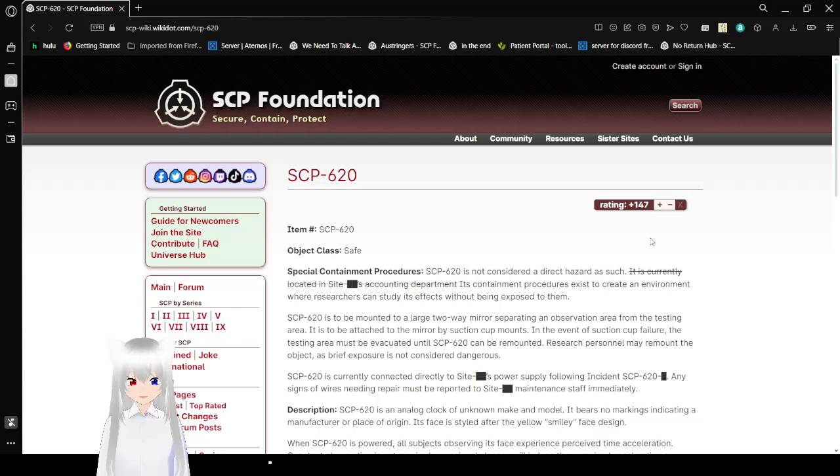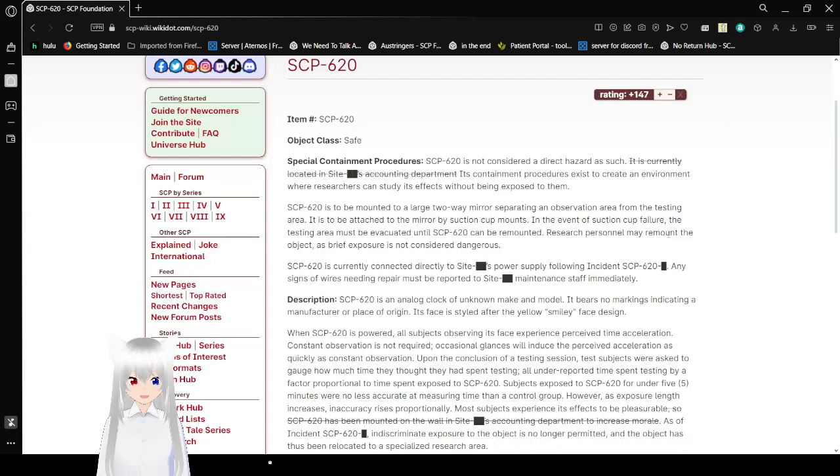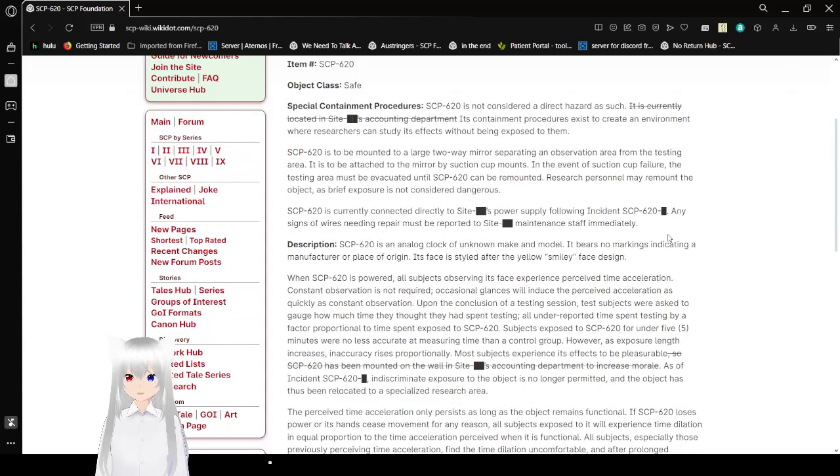Item number SCP-620, Object Class Safe. Special Containment Procedures: SCP-620 is not considered a direct hazard as such. It is currently located in Site-Redacted's Accounting Department. Its containment procedures exist to create an environment for users which can study its effects without being exposed to them.